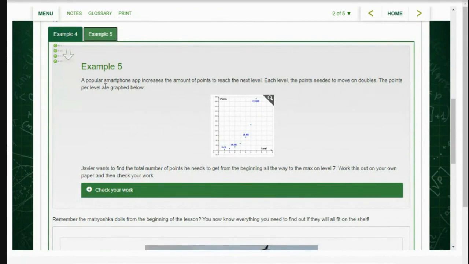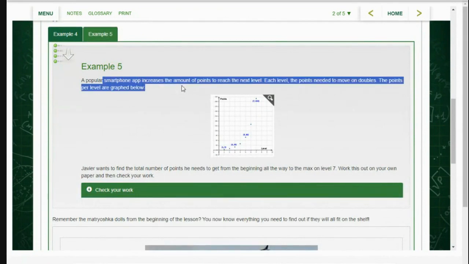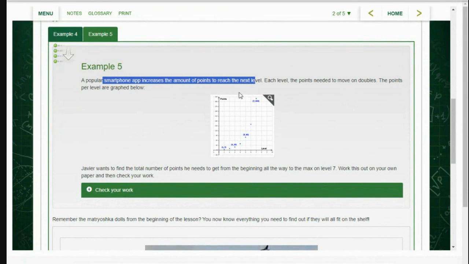This is an application. A popular smartphone app increases the total amount of points to reach the next level. We're used to playing games like that where you get enough points. Each level, the points needed to move on doubles. So the first level, we get 10 points, we go to the second level. But the second level, now you've got to get 20 points before you can go to the third level. Then you've got to get 40 points to go to the next.